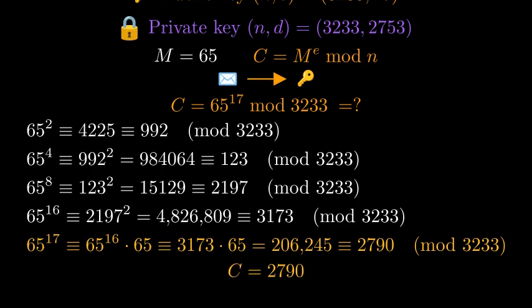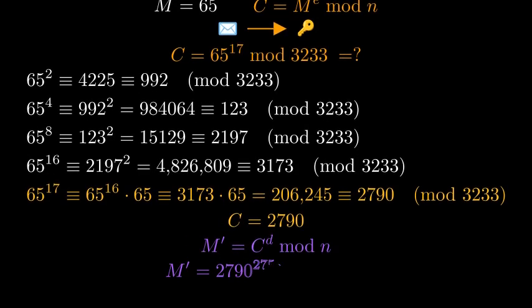Step 3. Decryption. Given the ciphertext C, we compute M prime equals C to the D mod N using our numbers. That is 2,790 raised to 2,753 mod 3,233. Fast modular exponentiation yields M prime equals 65, which matches the original message.